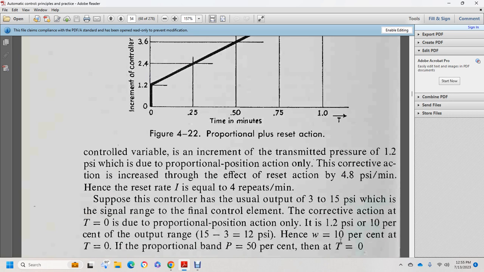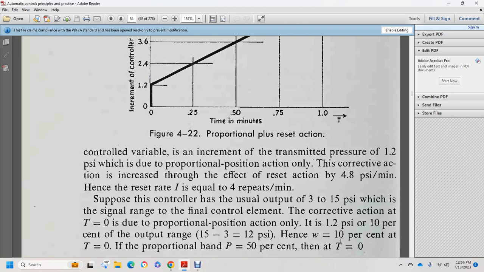A reset rate equal to 4 repeats per minute, as opposed to the control that usually has an output of 3 to 15 psi, which is the signal range of the final control element. The corrective action at time 0 is due to the proportional position action only. It is 1.2 psi, or 10% of the output range. 15 minus 3 would equal 12 psi.